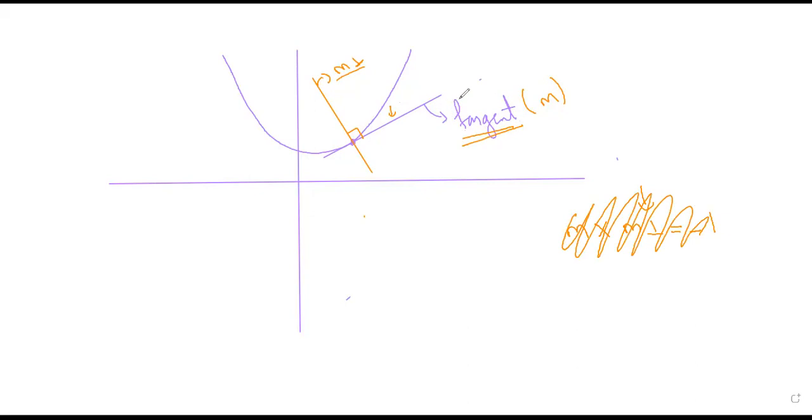Let's say the gradient of the tangent line was 2. The gradient of the perpendicular line would have been the negative reciprocal, -1/2. Let's say the gradient turned out to be -1/3. So the gradient of the normal line would be the negative reciprocal, that would be 3, right? Are you getting my point? The relationship between these two gradients?